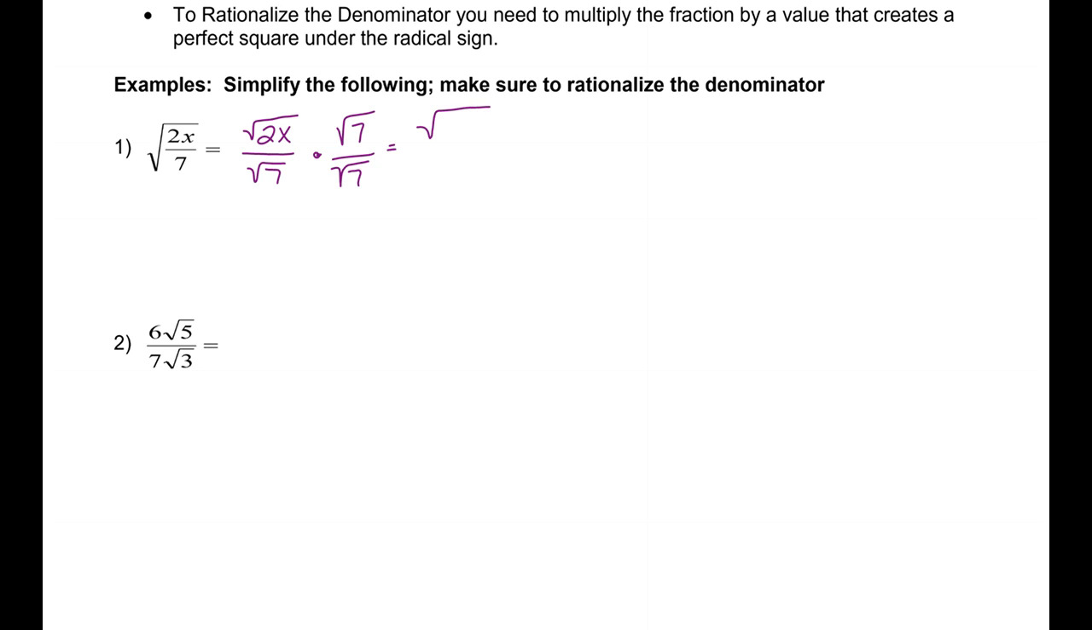This gives me the square root of 14x over the square root of 49. And 49 is a perfect square, so that simplifies to 7. So this is simplified. I can't simplify the numerator anymore. Nothing cancels out in the denominator, and I got rid of my radical in the denominator, so we're done with example 1. Please go through and try to rationalize example 2 on your own. Remember, you only have to multiply by what's underneath the square root.